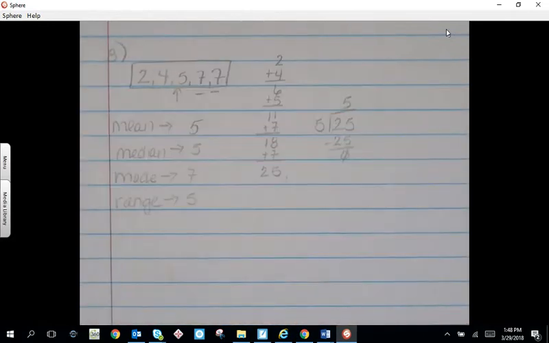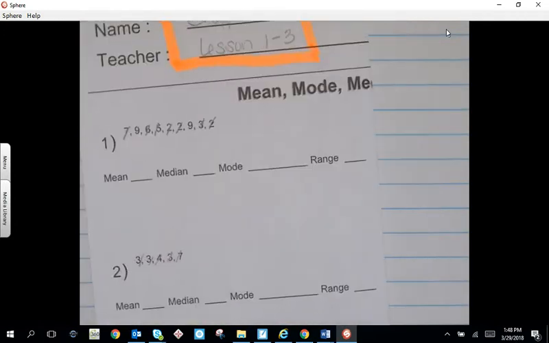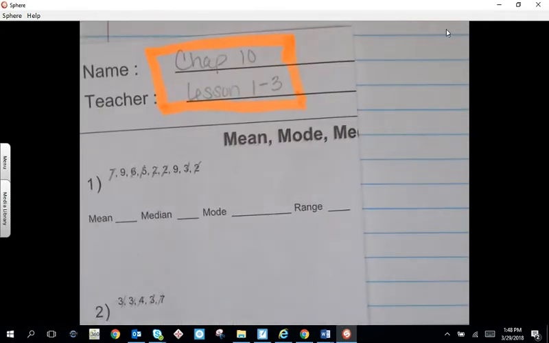All right, log into your book. Do some extra practice. Again, that is Chapter 10, Lessons 1 through 3.